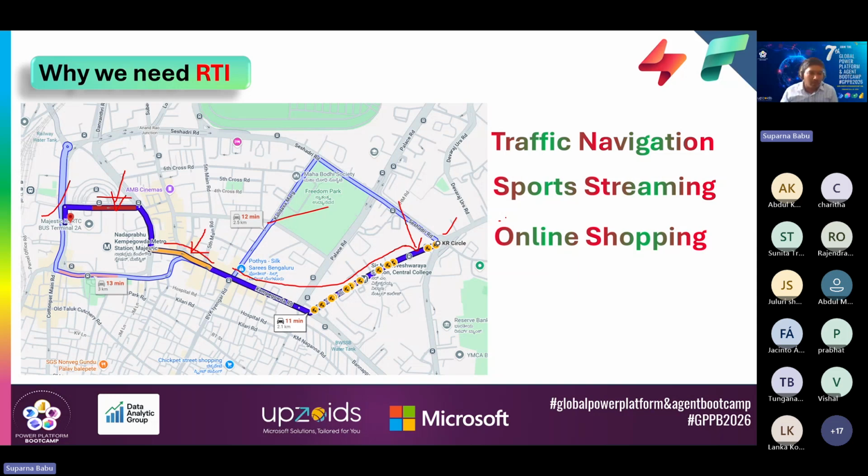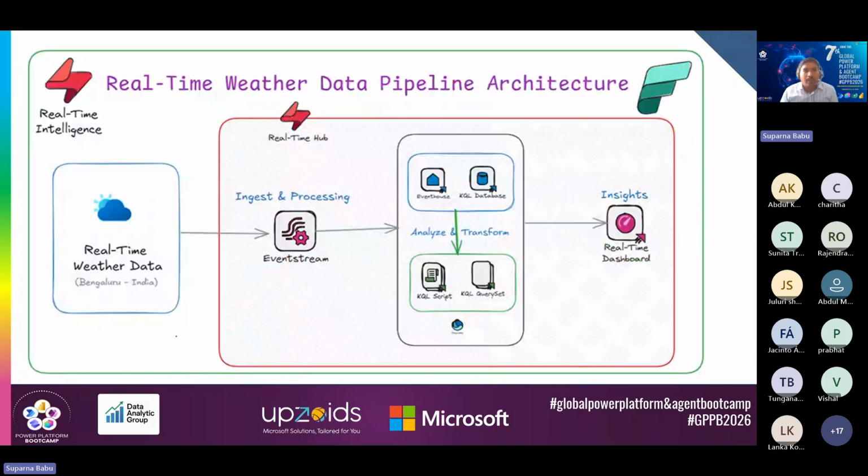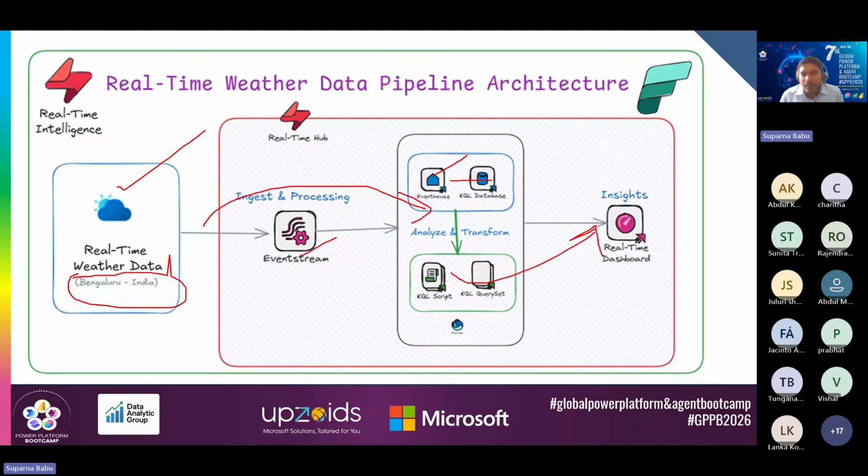Fine. Now let's move on to the next slide. This is my weather pipeline architecture. I drew this architecture. For this use case, I took Bengaluru, India, because I am based out of Bangalore. Using this weather connector, I'll pull the data. Later, I'll create an event house, and by using the event stream, I'll process this data into the event house. On top of the event house, by using some KQL queries, I'll build the real-time dashboard. This is all about the real-time weather data pipeline architecture.